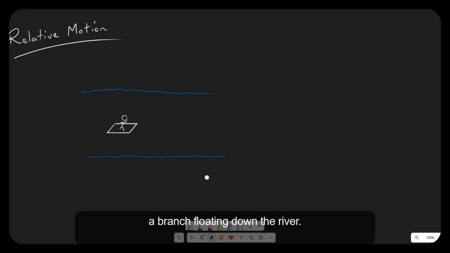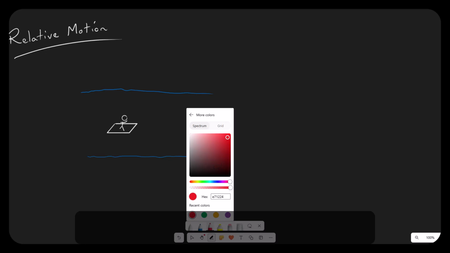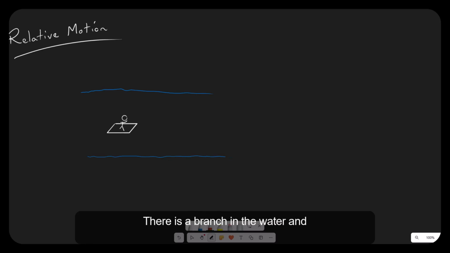and I see a branch floating down the river. There is a branch in the water, and that branch is moving just down the river. I can see how I am moving relative to this branch. Call this the velocity of me. Call this the velocity of the branch.